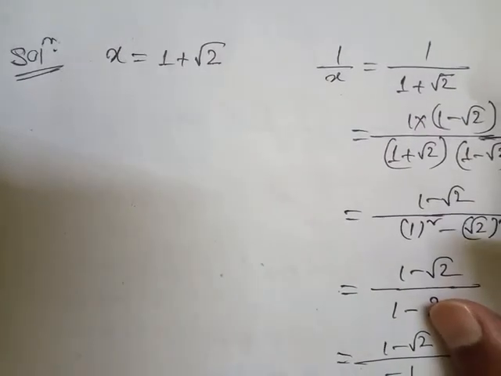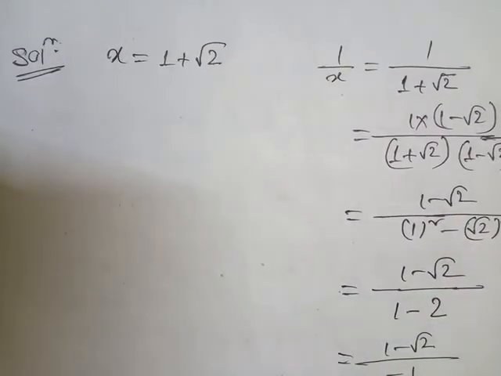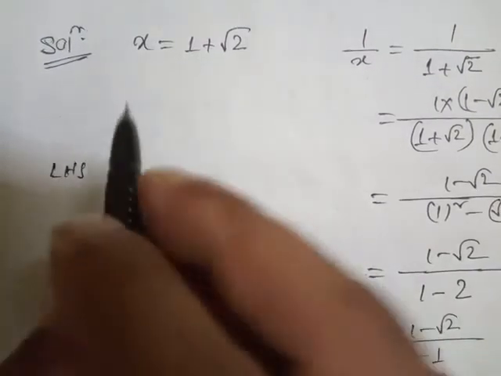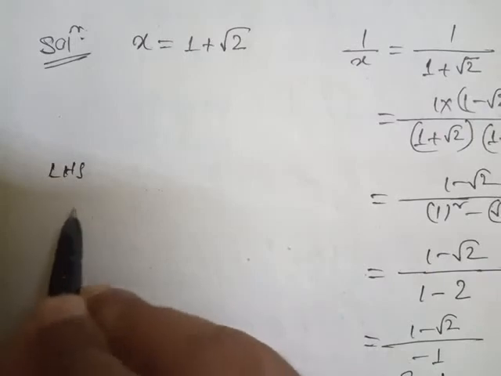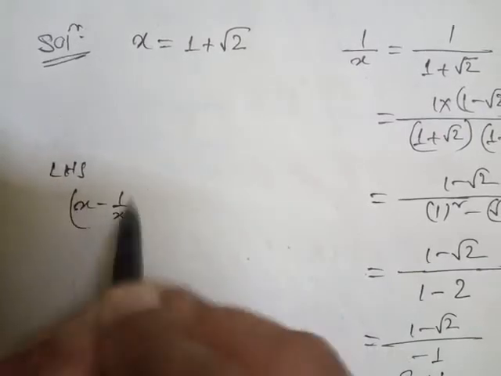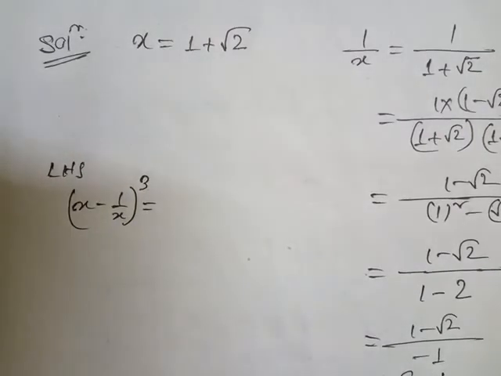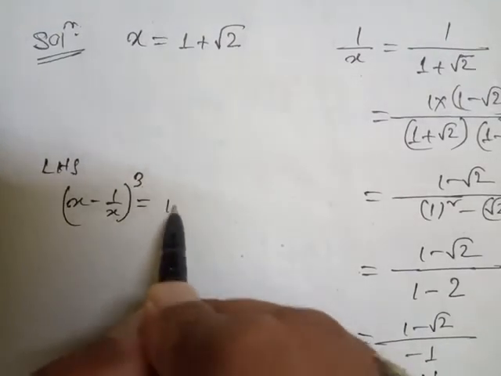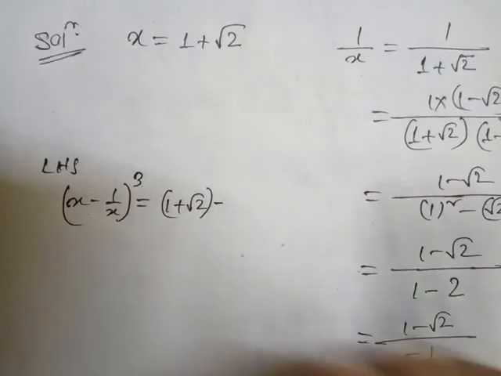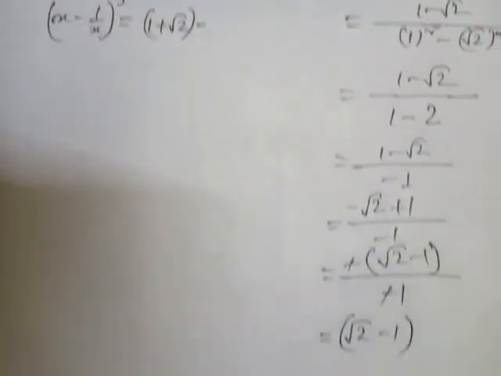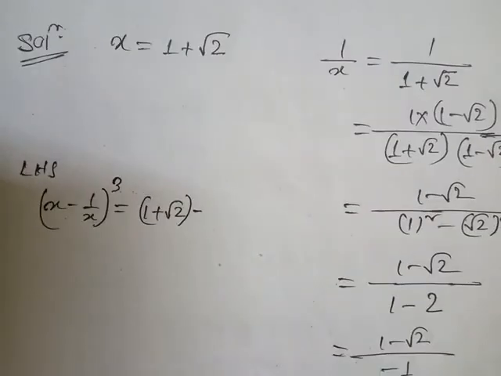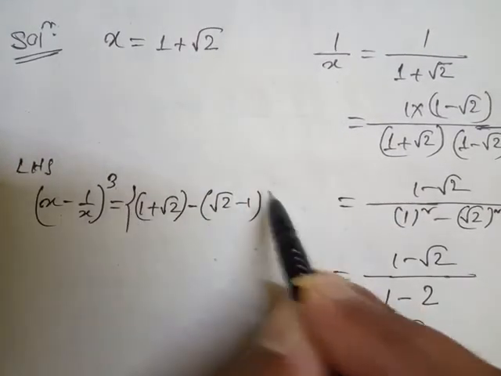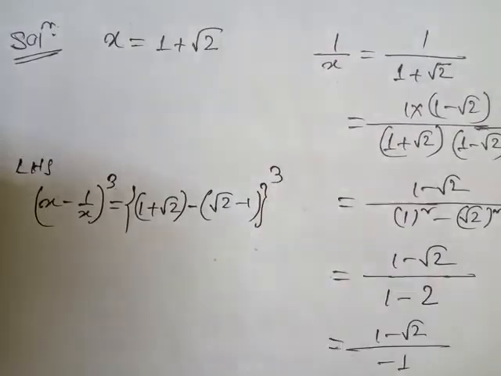Now we are going to prove that (x minus 1 by x) whole cube equal to 8. Now LHS means left hand side. Our left hand side is (x minus 1 by x) whole cube. Now just put the value of x. Value of x is 1 plus root 2, and value of 1 by x is root 2 minus 1. We will go for the cube after putting the value here.